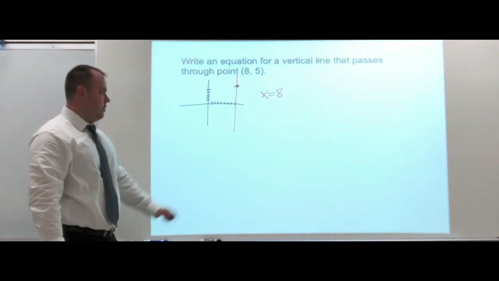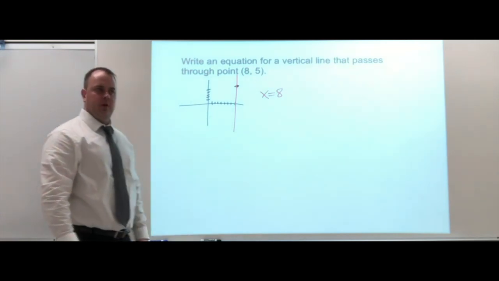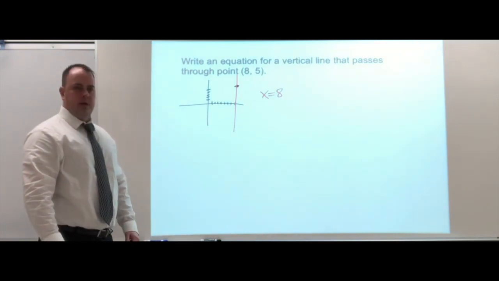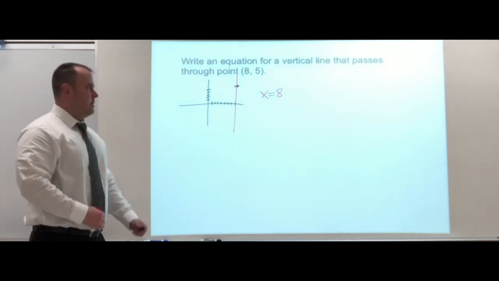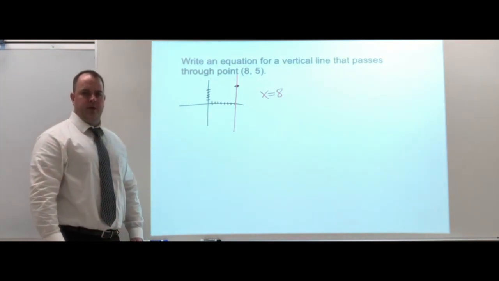Okay, so there is no more work to do for that. You don't have to solve for a slope. The slope is undefined since it's a vertical line. Okay, so that would be it for this one. So there are the examples for 2.4, writing equations for lines.